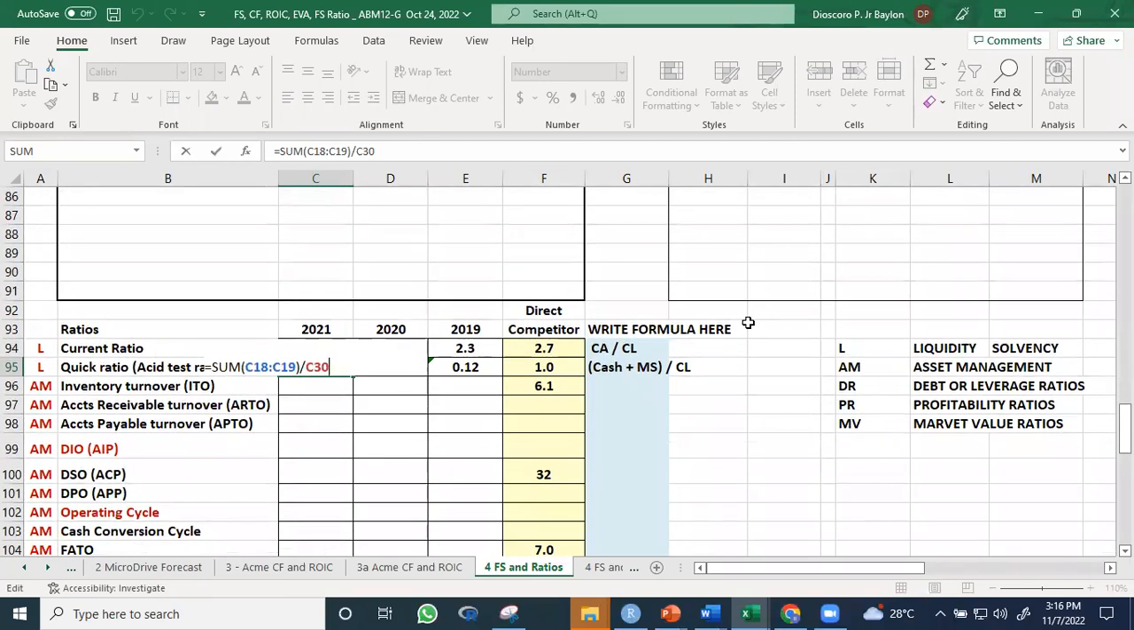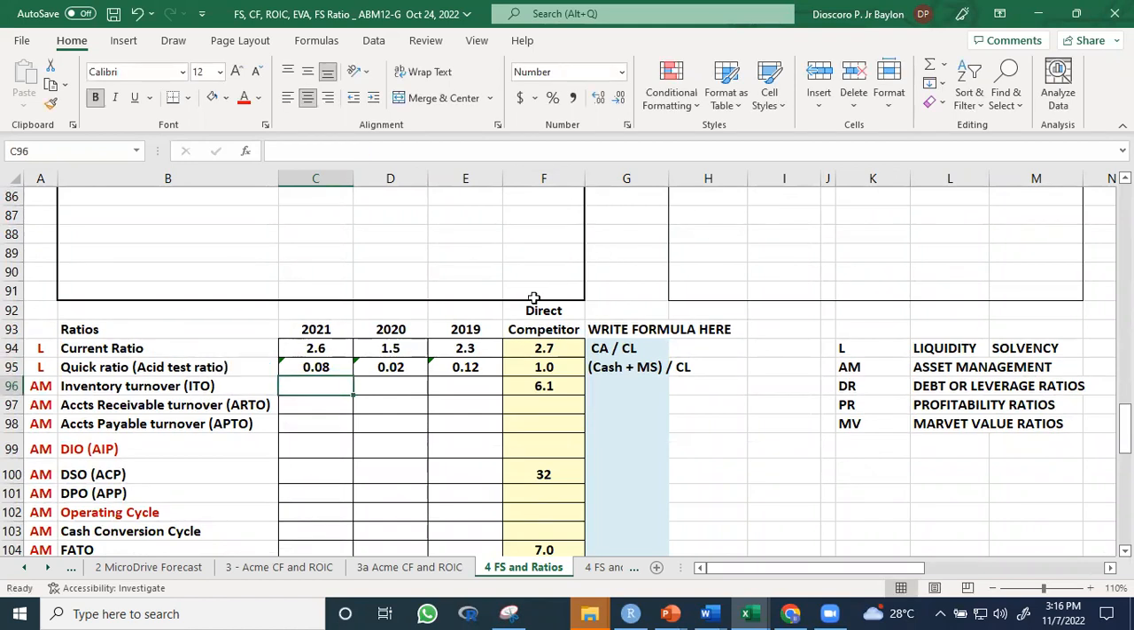So there's the formula. Okay. Acid test. And you notice that it's really less than current ratio, especially, and this will be true if there are inventories, if there are receivables, if there are prepayments. Otherwise, kung wala, then pareho lang yung current ratio tsaka quick ratio. And once again, let's interpret this.